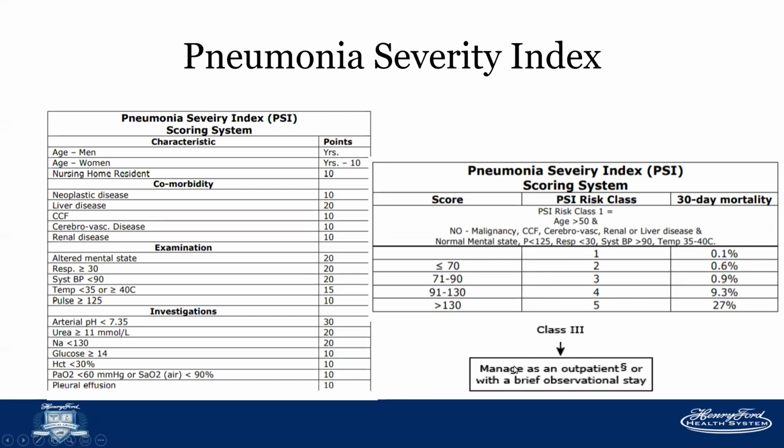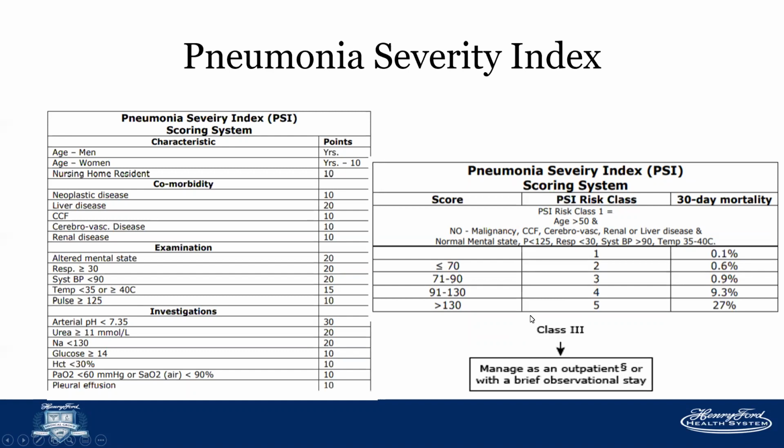And I put down here, this came from an algorithm that if a patient meets a class 3, then it's recommended to either manage as an outpatient or with a brief observational stay if you calculate them to have a class 3. I'm not sure if our Epic, I know our Epic has built-in scoring systems. I'm not sure if this is one of them or not.